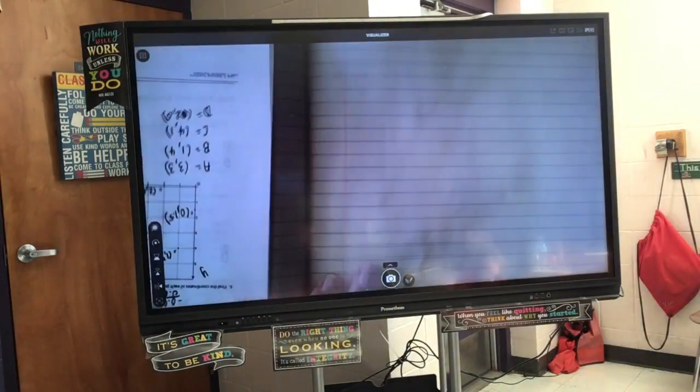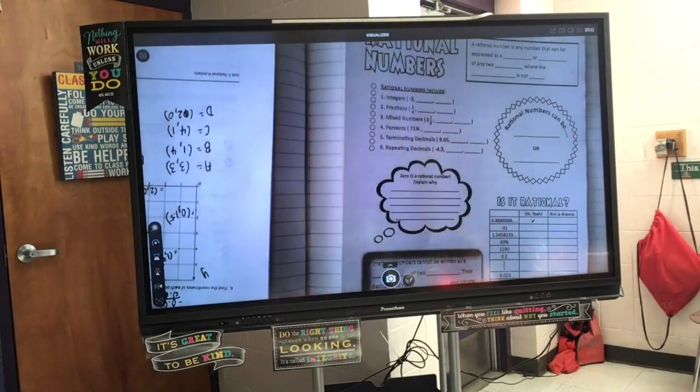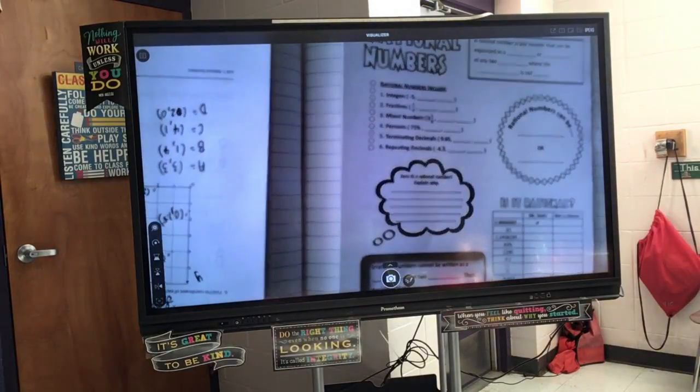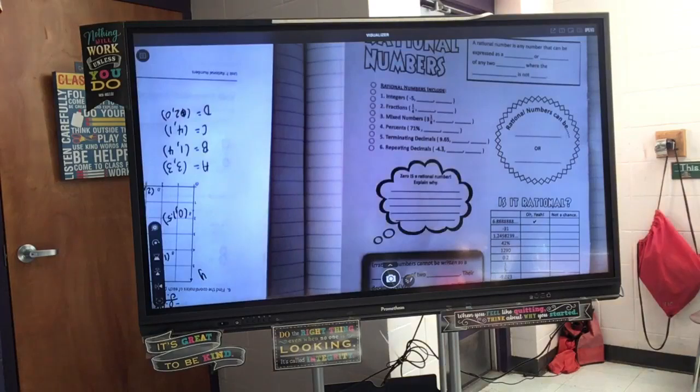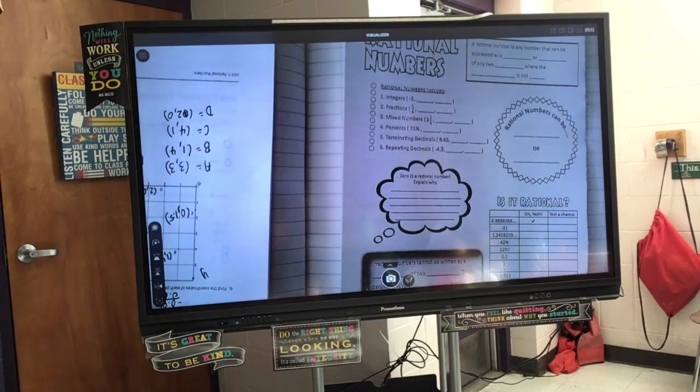Then slide over and get this little piece of paper out that I passed out to you. This is going to be our notes for today. Hopefully you do have some time today that you can add a little bit of color to your note page. But for now, we're just going to use our pencil.